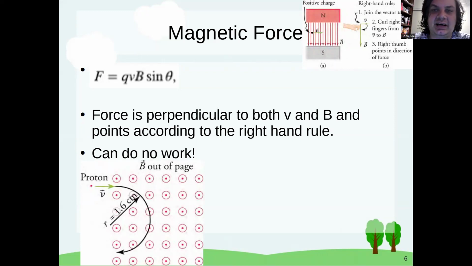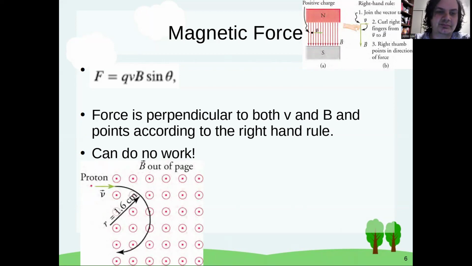But one thing is that the force is perpendicular to both V and B, and it points according to the right-hand rule. So the right-hand rule states that if you have 5 fingers on your right hand, if you point the first 2 fingers towards the velocity, and then the second 2 fingers in the direction of the magnetic field, then the force is going to be coming out in the direction that your thumb is.